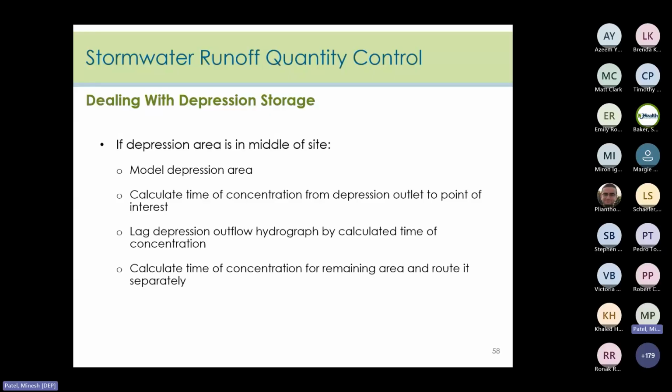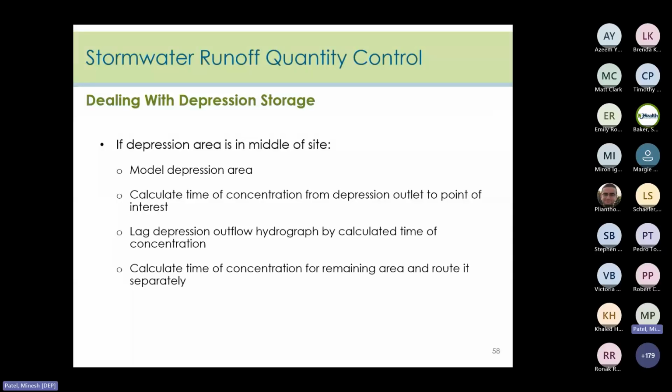In general, this is the procedure that should be followed to model existing depression storage in the middle of a site. First, model the depression area as a basin, meaning there will be sub-drainage areas going to the depression, and the depression will be modeled as a pond using the existing site characteristics. Next, you would calculate the time of concentration from the depression outlet to the point of analysis. This time of concentration will be used as the lag time between the depression and the point of analysis.